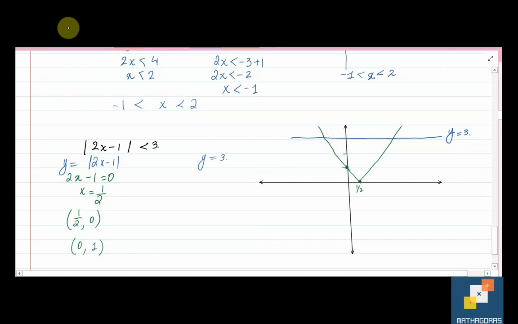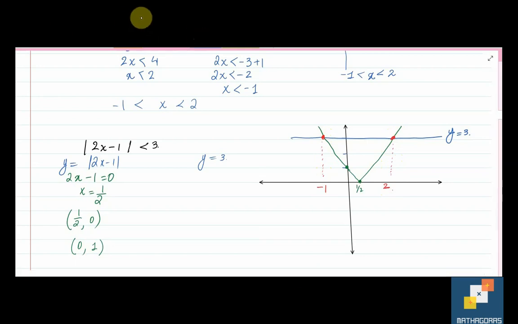Now you can clearly see that these two graphs intersect at 2 points, right? One is positive and one is negative. So on the negative side we have a value of minus 1, on the positive side we have a value of plus 2, right? So that is your answer.